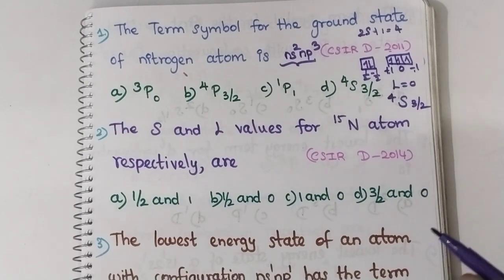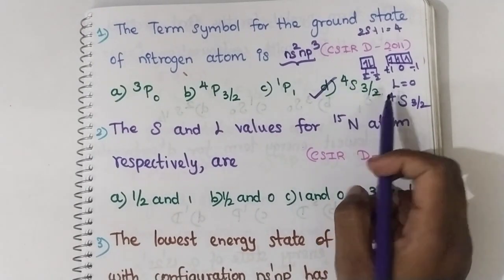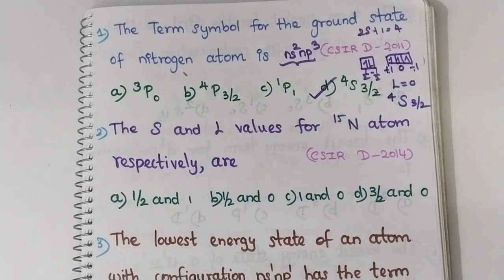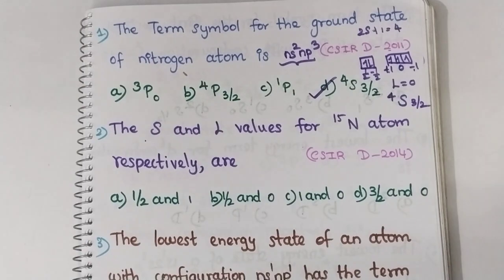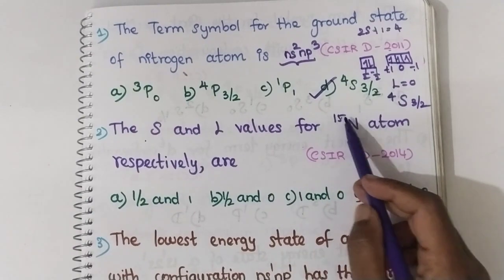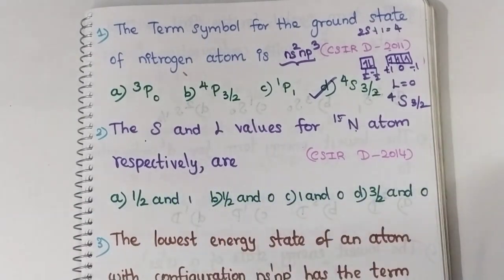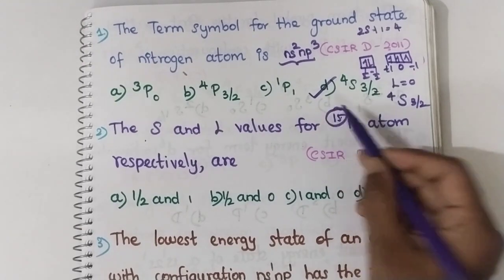So what will be the option? Option D, right? 4S 3 by 2. Hence, this is the option. This is how you have to find out. Next, this is very simple. No need to find out the term symbols and all. Just S and L values they are asking. The S and L values for 15 nitrogen atom respectively. No need to get confused. In order to confuse, they have given it as 15.